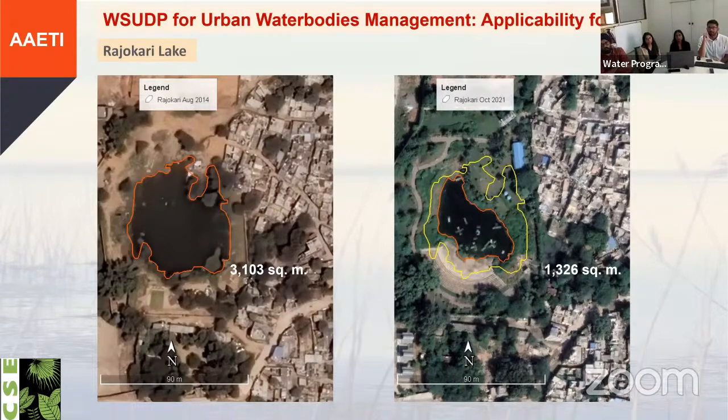This is a perfect example of looking at landscaping and aesthetics and not looking at the water resources in the larger context. And mind you, it comes at a cost of almost 2 crore rupees.